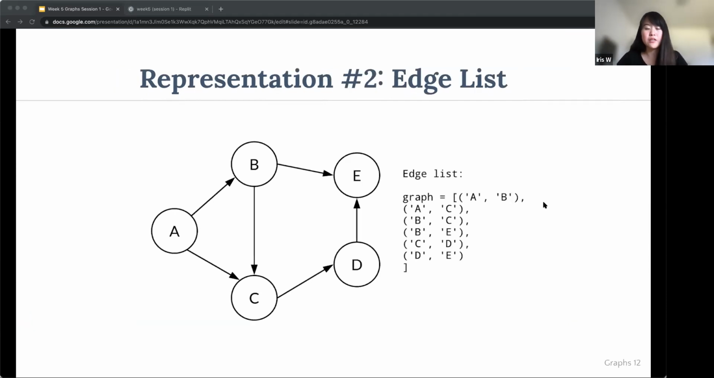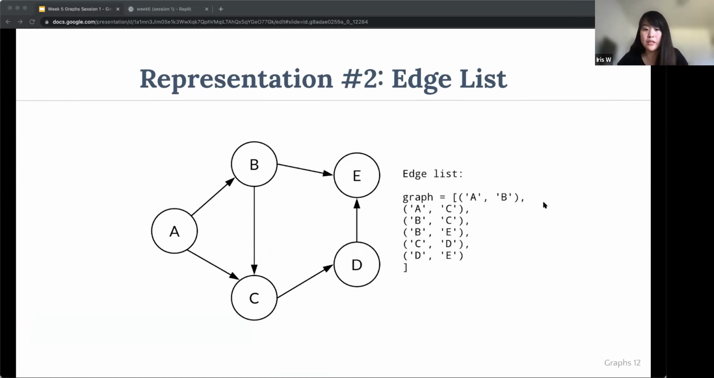All right, so the next representation I think is a bit easier to understand because it's literally a list of edges. So each edge is represented by a pair of vertices. And in a directed graph, the first vertex of the pair is the starting node, and the second vertex would be the one it's pointing to. So in this example, we have a directed graph, and you can see that because the edges are going from A to B, the pair that represents that edge is a pair of A to B.